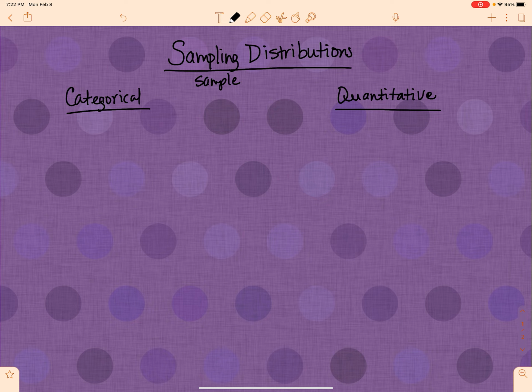So once you determine that you're dealing with a sampling distribution, because you're given a certain sample size, then you determine if you're dealing with categorical or quantitative data. How can I tell? Well, for categorical data, you're probably going to be given some kind of percentage, some information that indicates that your data, whatever it is, fits into one category.